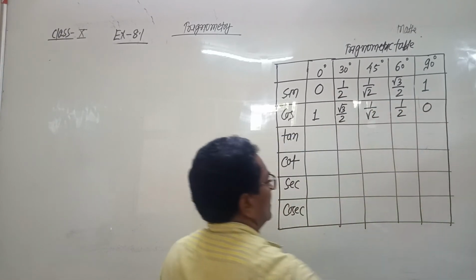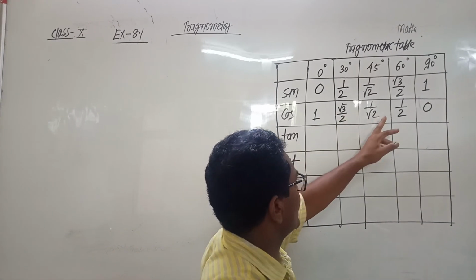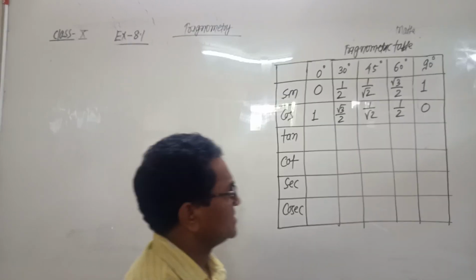So this is the table of cos. Cos 0 degree 1, cos 30 degree root 3 by 2, cos 45 1 by root 2, cos 60 1 by 2, cos 90 0.